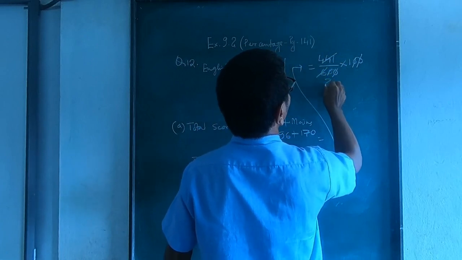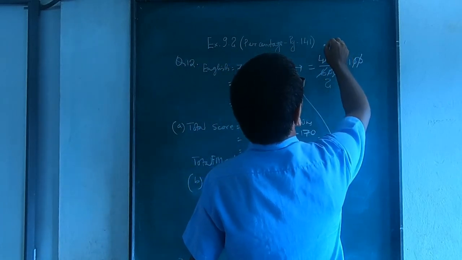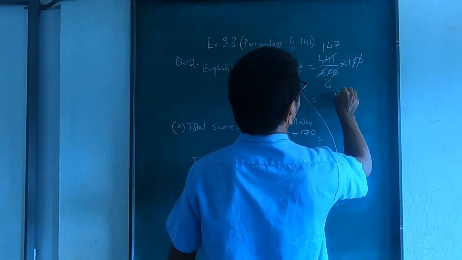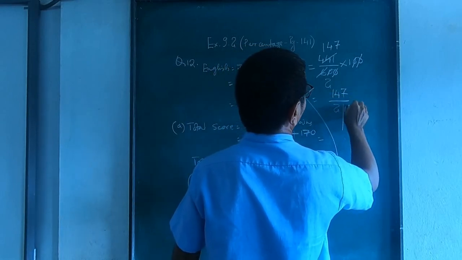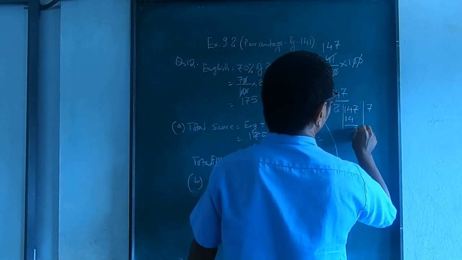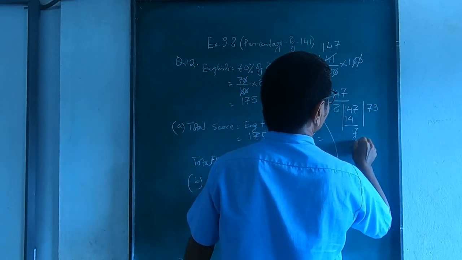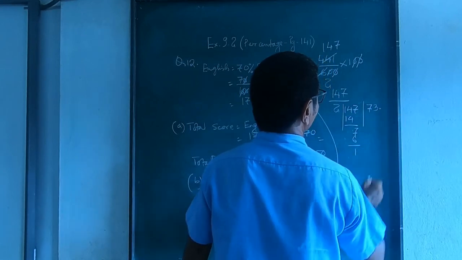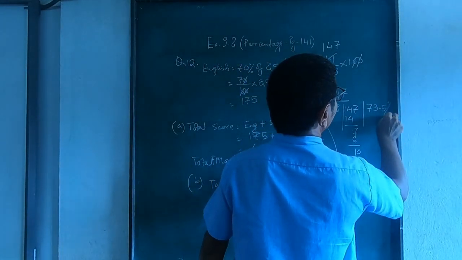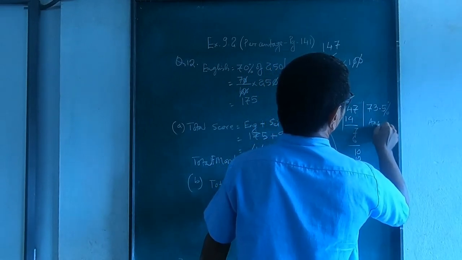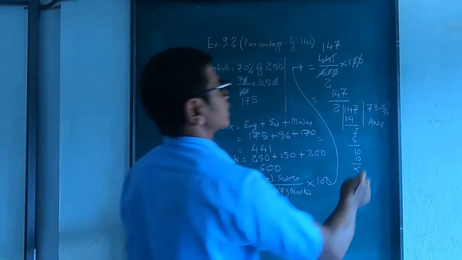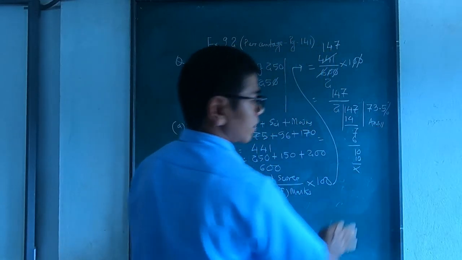We can cut it by 3. 3, 1 is a 3, 3, 4 is a 12, 3, 7. So we get 147 divided by 2. 7 is a 14. 7 comes down. 3 is a 6. 1, keep a decimal. Just make 5, 10. So your final answer is 73.5%. So the mark he scored is 73.5%. This is the required answer.